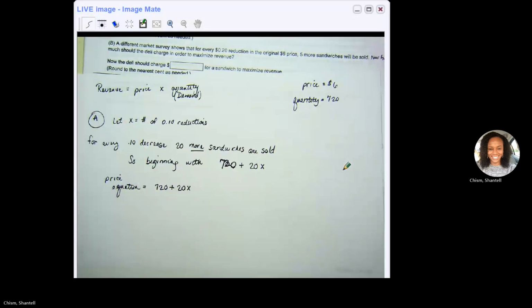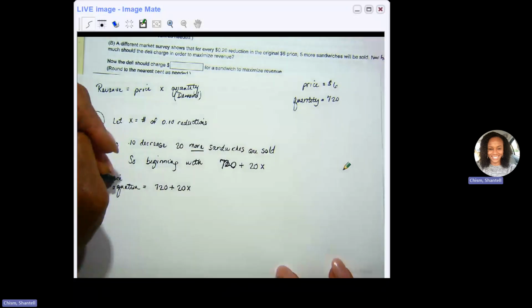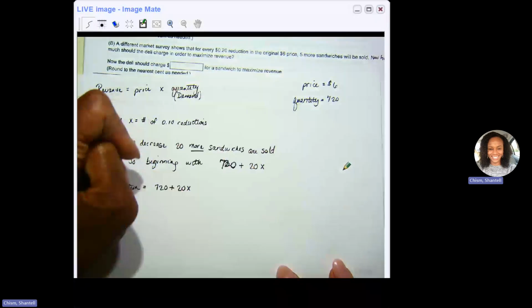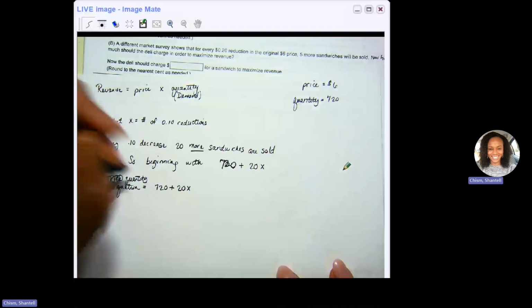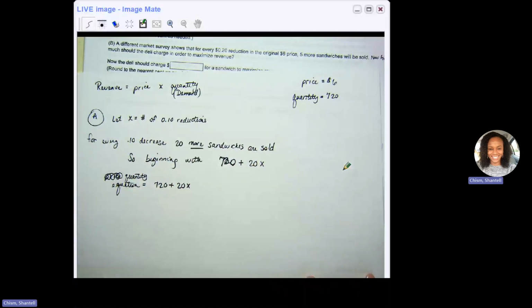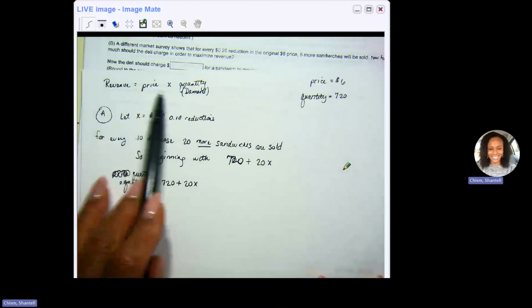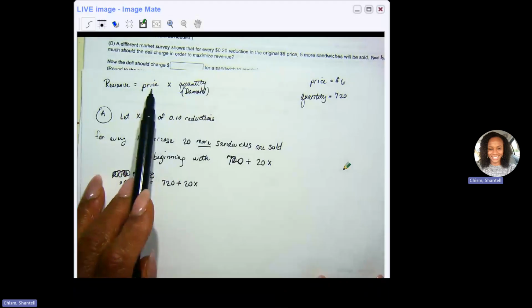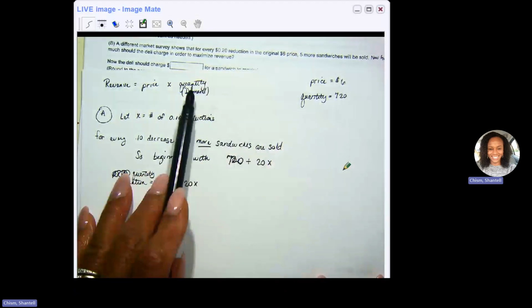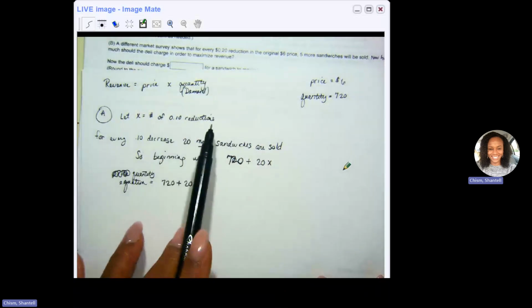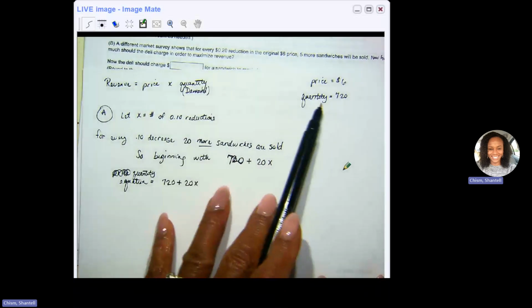I'm sorry, that would be our new quantity equation. I'm so sorry. Quantity. 720 is quantity. So our new quantity equation, 720 plus 20x. Because remember, we're trying to get a revenue equation for part A. So we're going to make these modifications on the original price of $6 and the original quantity of 720, as these 10-cent reductions increase. So we've got a new quantity equation.